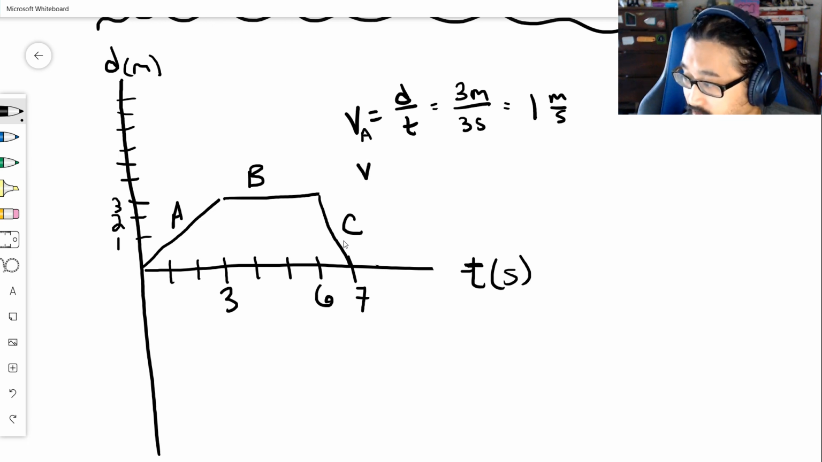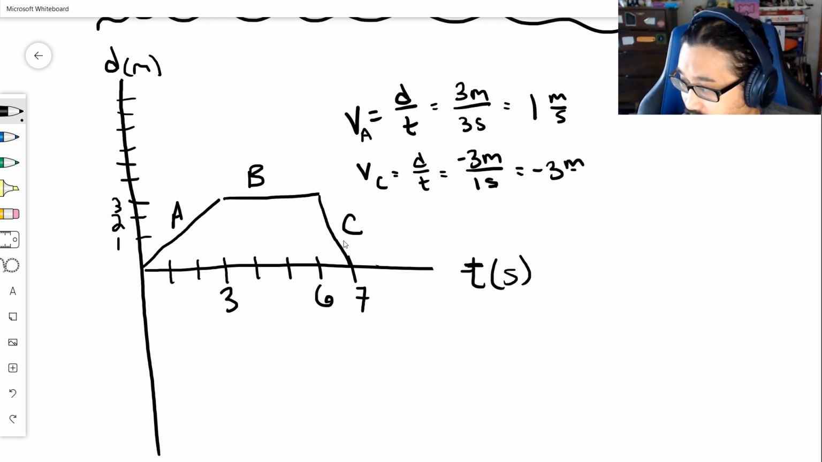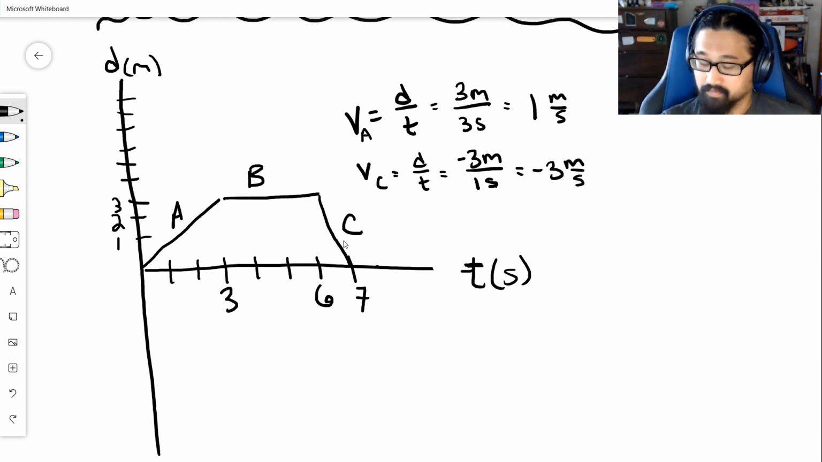If I did the velocity for C, which would still be distance over time, it's negative 3 meters in 3 seconds. No, it's not. It's negative 3 meters in 1 second. That means it's negative 3 meters per second. Now, if I were to look at these numbers, this tells me it's going 1 meter per second, this tells me it's going 3 meters per second. So C is in fact faster than A, not just from the visual of lots of distance, little time, but also by the math.